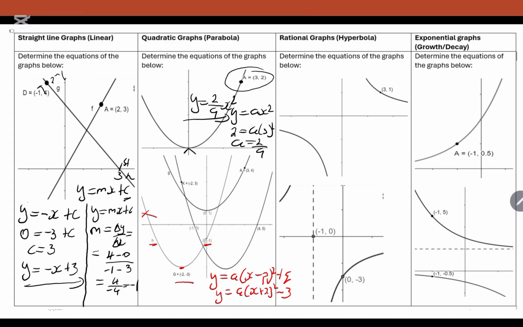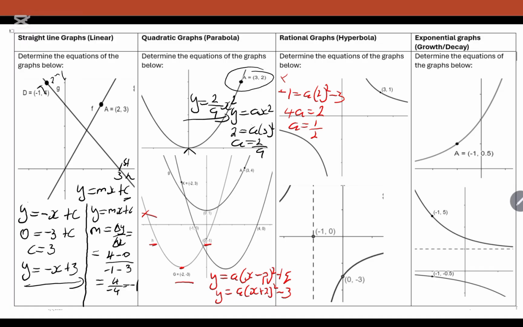Find any point on the graph and plug it in. The other point we have is 0 and negative 1. So negative 1 is equal to a into 0 plus 2, that is 2 squared, minus 3. This negative 3 goes the other way. We've got 4a is equal to 2, since 2 squared is 4. Therefore, a is equal to 2 over 4, which is 1 over 2. So a is equal to 1 over 2.